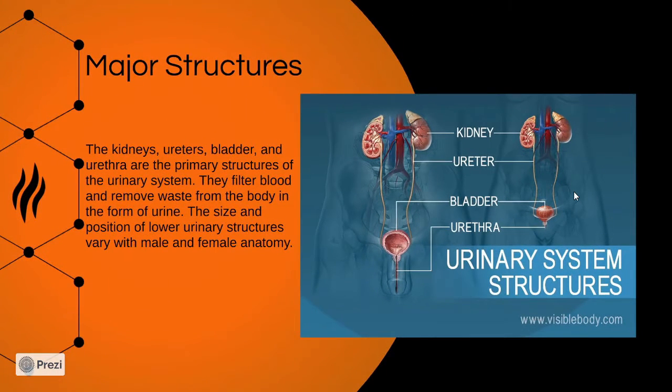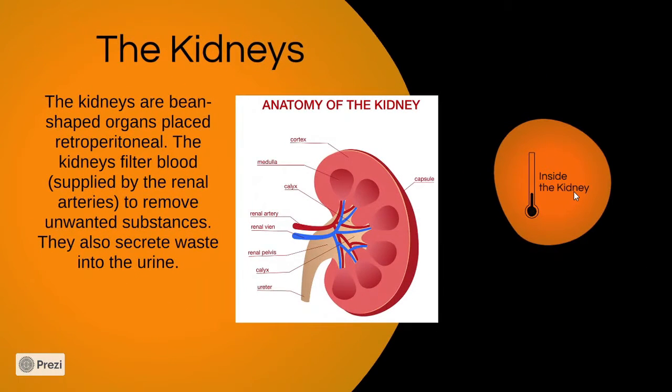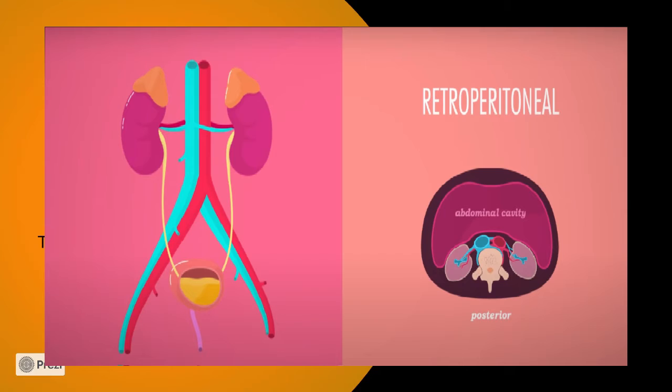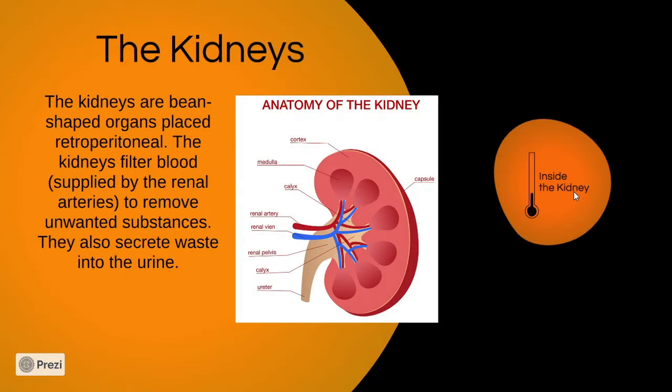The kidneys, ureters, bladder, and urethra are the primary structures of the urinary system. They filter blood and remove waste from the body in the form of urine. The size and the position of the lower urinary structures vary with male and female anatomy. The kidneys are bean-shaped organs and are placed retroperitoneal, which means that they lie between the dorsal wall of the peritoneum. The kidneys filter blood to remove unwanted substances. They also secrete waste into the urine.